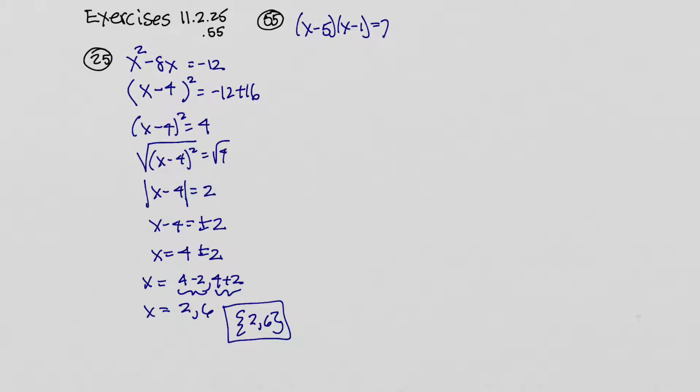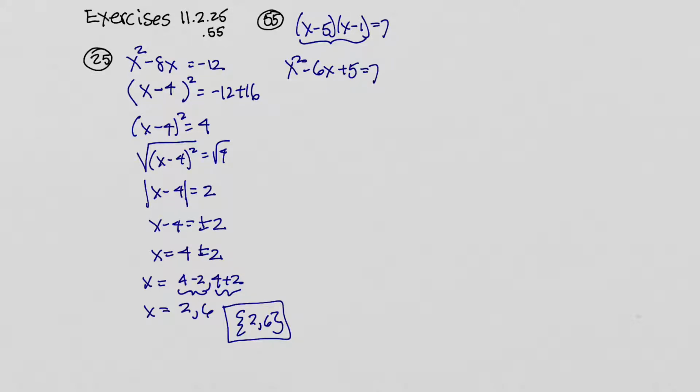Okay, let's give this one a try in 55. Now, in order to do this, we need the right form here, so why don't we multiply these out? So first and the first will give us x squared. The outer product is -x, the inner product is -5x. So -x minus 5x is -6x, and then the last and the last, -5 times -1 is plus 5. That's equal to 7.